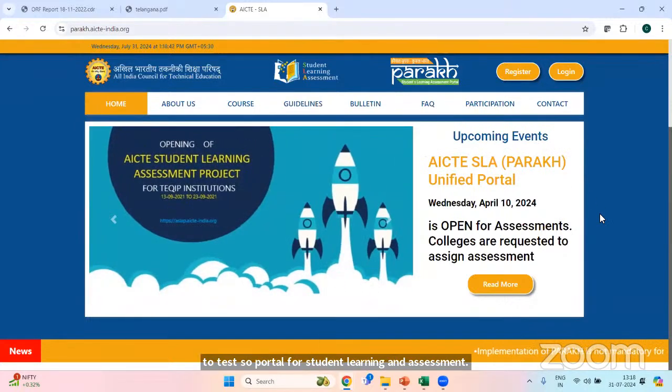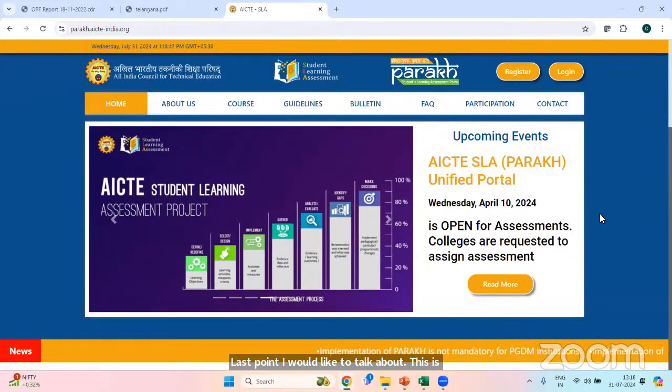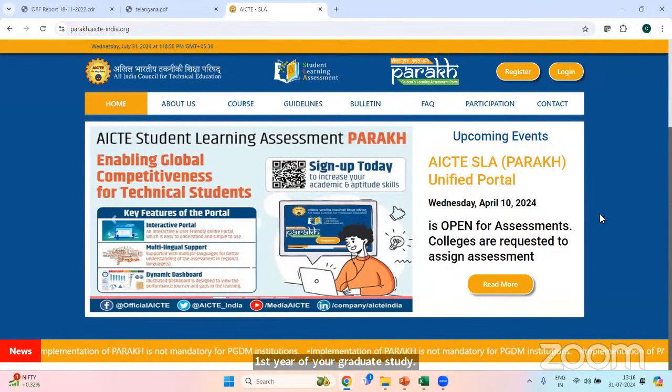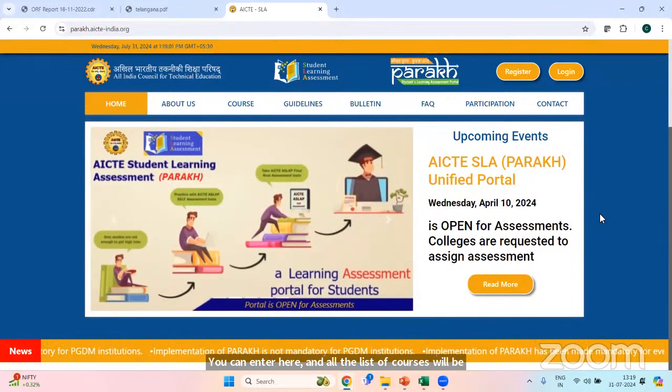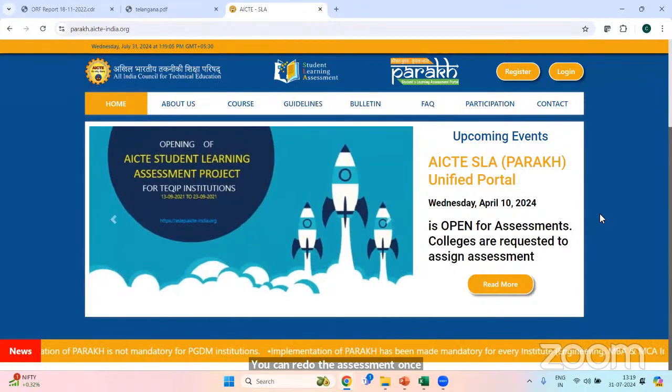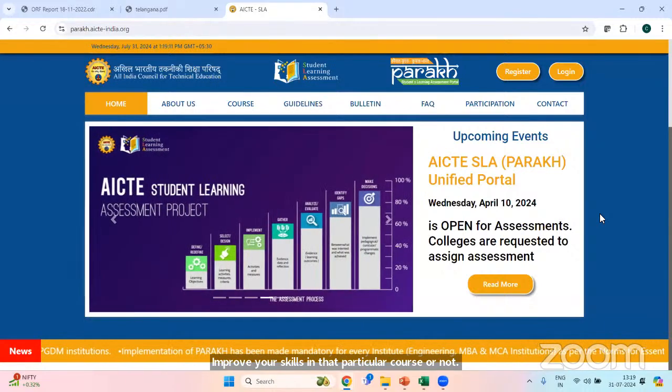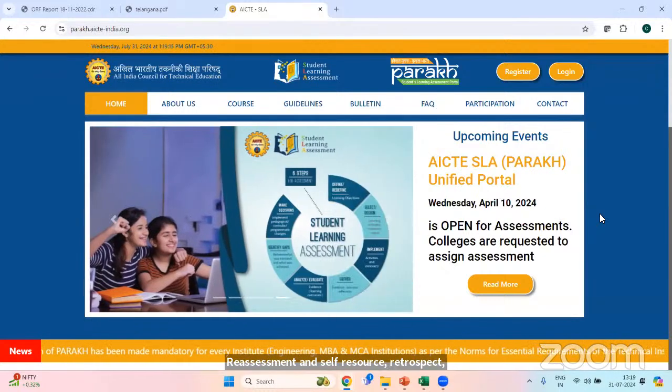And last point I would like to talk about is that there is no age restriction for this. It is enough that you are in your first year of your graduate study. You can enter here, and all the list of courses will be displayed. And once you fail in any assessment, you can redo the assessment once again and test whether you have improved your skills in that particular course or not. So there is this revision and reassessment and self retrospect feature also available here.